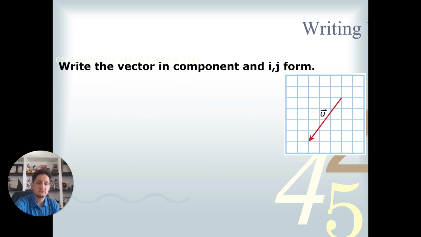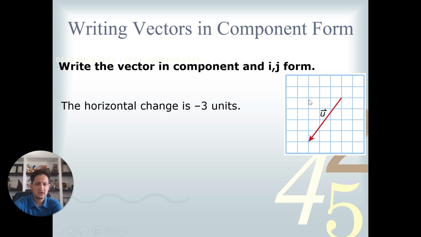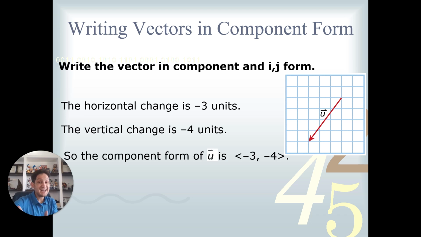Let's try one. Easy one. I'd like the vector u in component form. Pause the video. See what you got. Alright, both are negative because negative x direction and negative y direction. I count. Well, easiest way. 1, 2, 3. 3 units over. And it looks like it's 1, 2, 3, 4 units down. Ooh, that's easy. Negative 3, negative 4. Or negative 3i minus 4j.